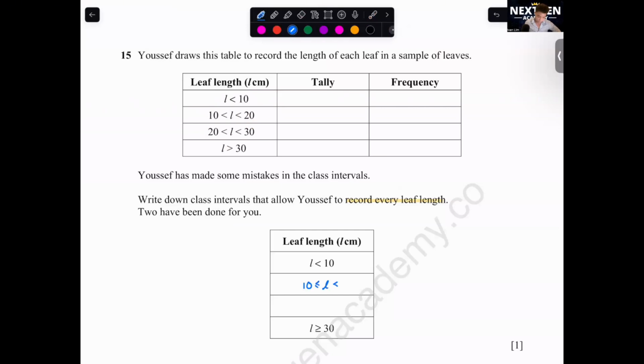L 20, and here to 30. Okay. This is what we do.